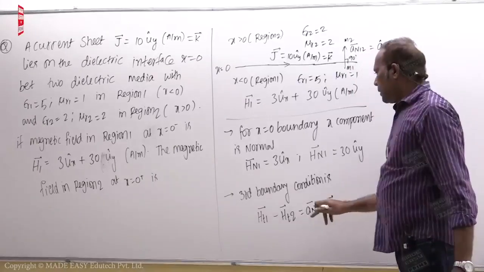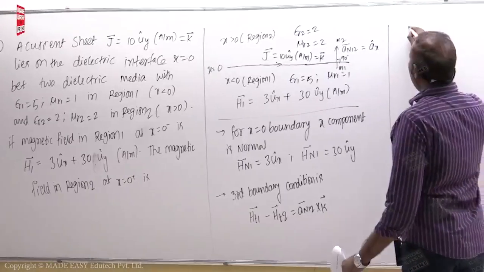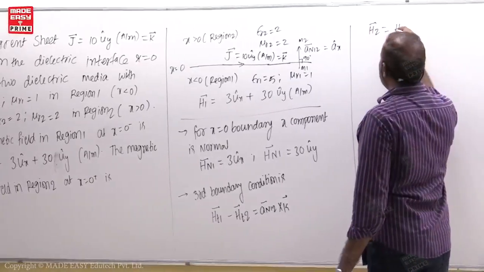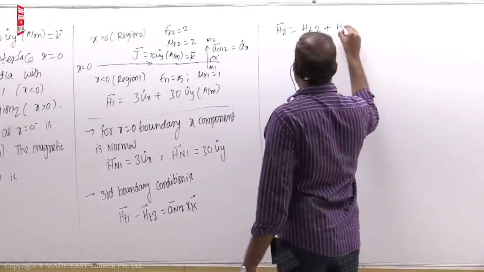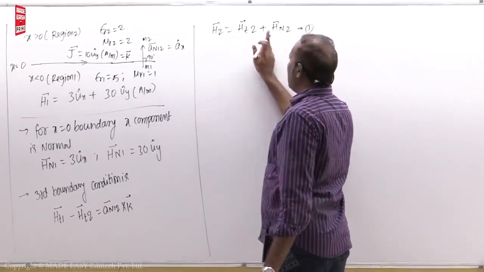Then you want Ht2 here, because you have to find H2 bar. H2 bar is the sum of Ht2 and Hn2. So you have to find Ht2 and Hn2.